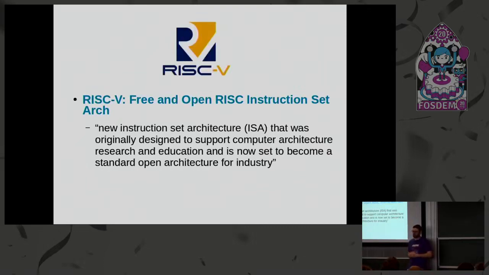So RISC-V, I think it was about 10 years ago now, was started by a group at Berkeley that was doing computer architecture research. So RISC-V is a free and open instruction set. I believe the standard is licensed under Creative Commons. So anyone can take that instruction set and implement it.